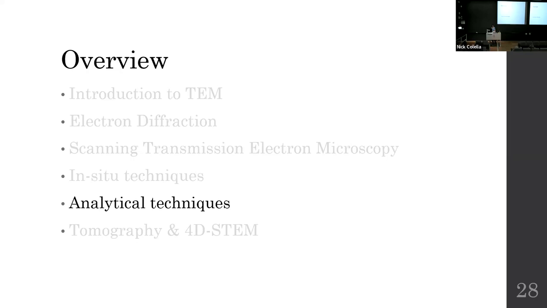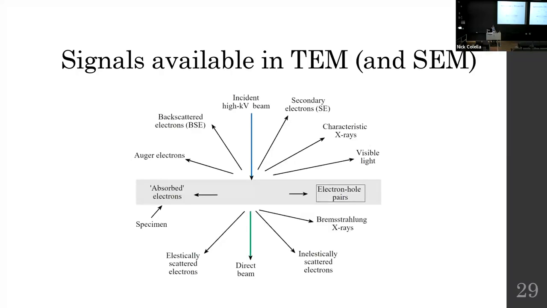Okay, so now we're going to move on to some different analytical techniques. So in Tim's talk, he talked about how you've got different signals coming off in the electron microscope while in an SEM that happens, and so does it in a TEM. So we've got our incident beam coming down here. We can generate secondary electrons. We can generate backscattered electrons. And if you do SEM, you're very used to looking at those kind of signals.